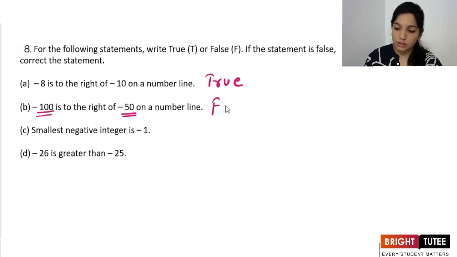So the statement is false. The corrected statement is minus 50 is to the right of minus 100.